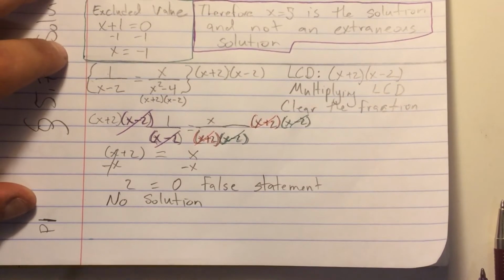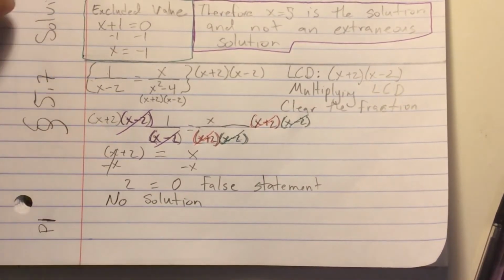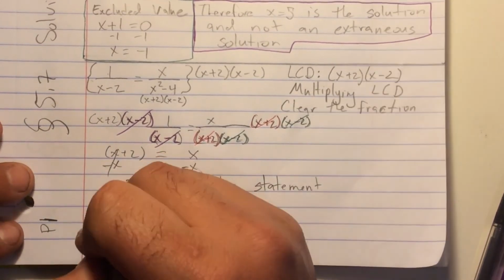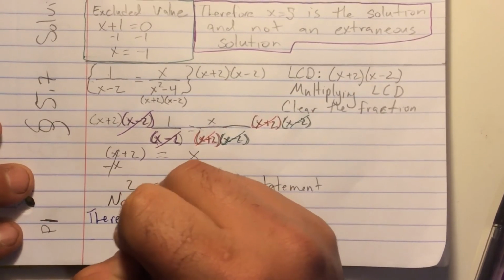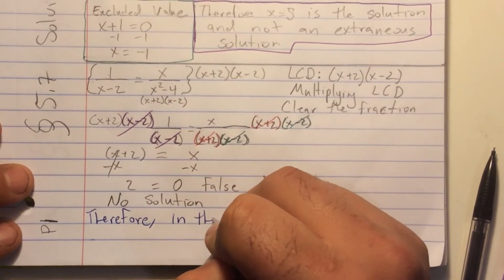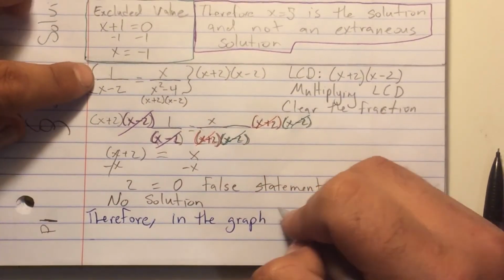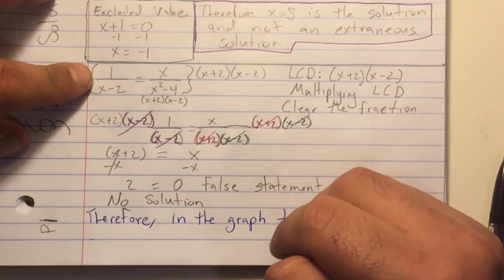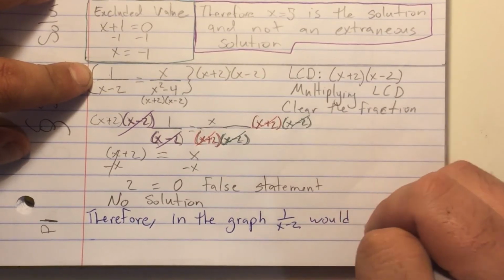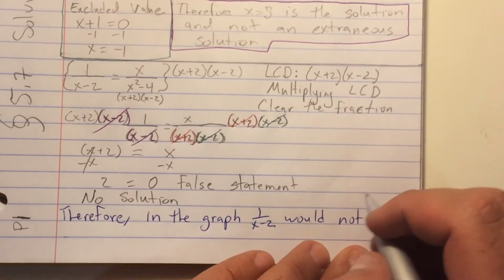So on our conclusion, I'm actually going to write it in pen so it's different and you guys understand. So there's going to be no solution. That means that, therefore, our conclusion: the graph of 1 over x minus 2 would not intersect.